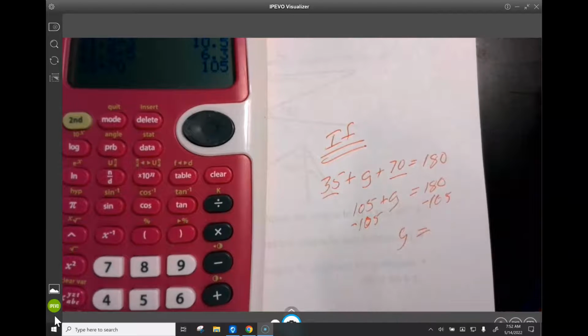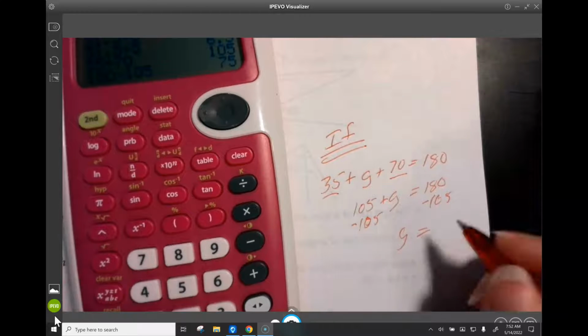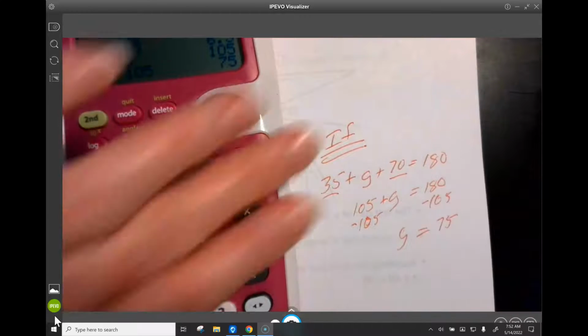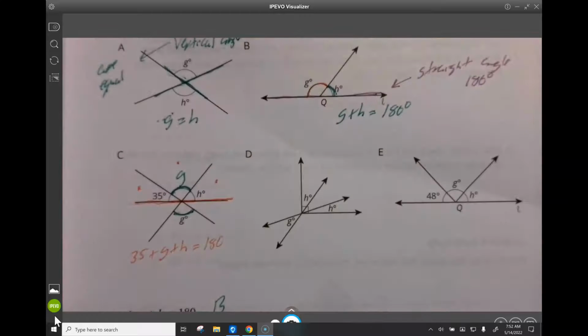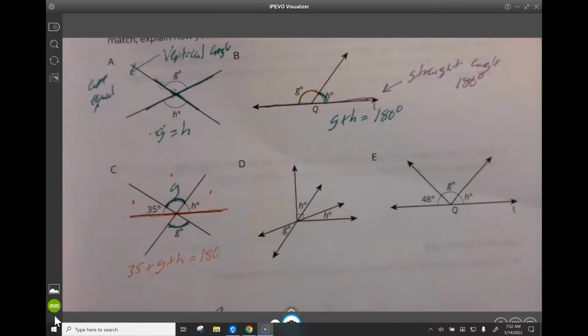This is just solving equations. And now that you know how to solve it, you're going to see them everywhere in math. They're just going to assume you know how to do that. When I subtract, I get 75. So if this problem, which I believe in your homework does, gives you one of these other angles, you just have to plug it into the equation. Okay, back to our current work.